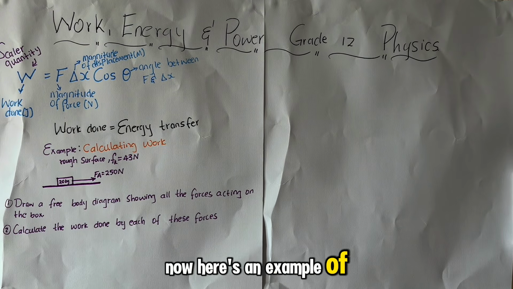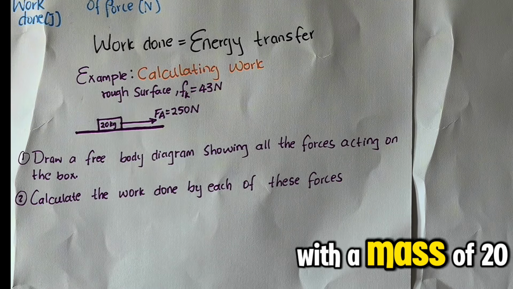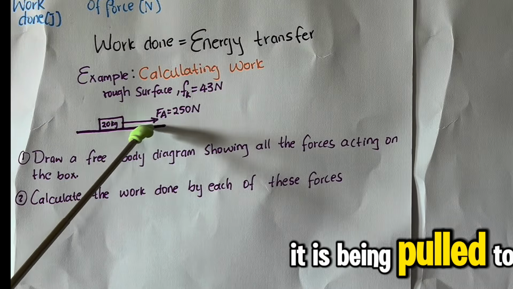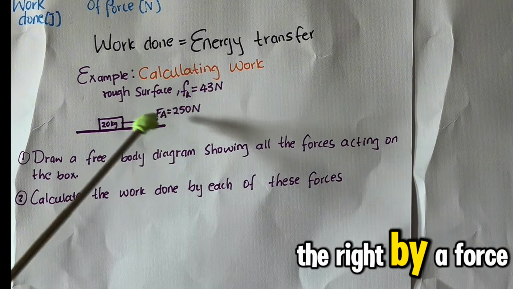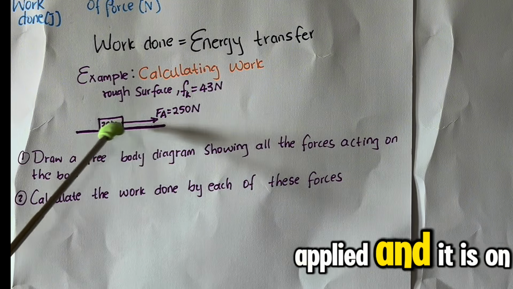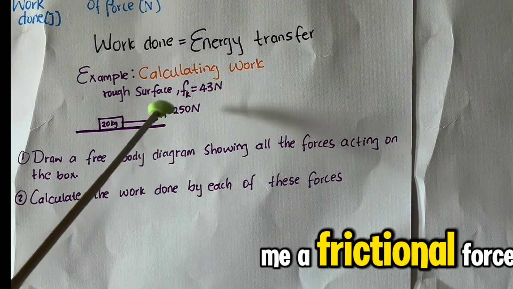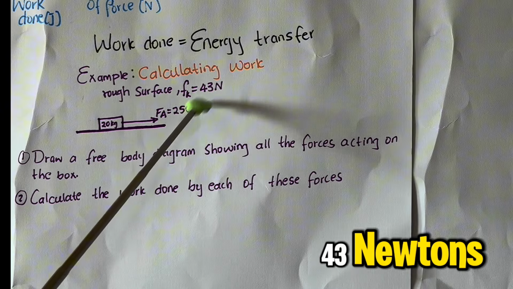Now, here's an example of my own creation. I have here a box with a mass of 20 kilograms. It is being pulled to the right by a force of 250 newtons. So this is the force applied, and it is on a rough surface. And then they have given me a frictional force of 43 newtons.